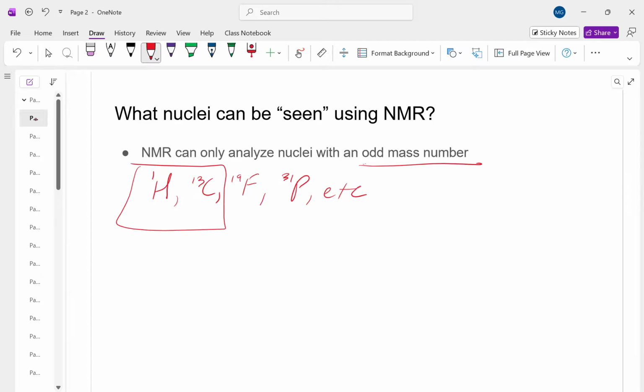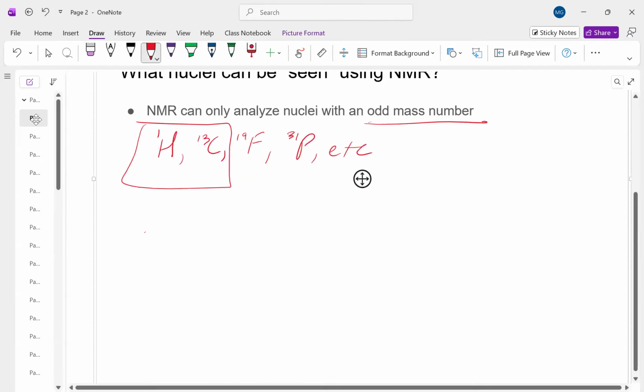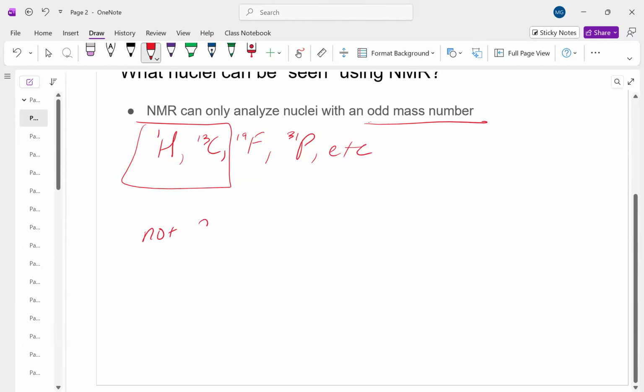But I want to highlight that NMR cannot see deuterium or carbon 12, which, by the way, makes up about 98 some odd percent of all carbon atoms. So when we're looking at using carbon NMR, we're really looking at literally 1% of all carbon atoms, because we can see carbon 13, but we cannot see carbon 12.